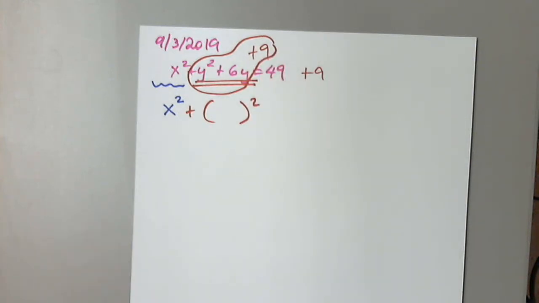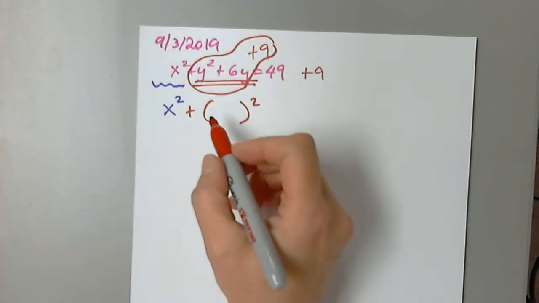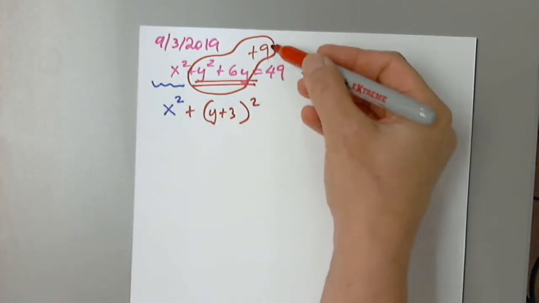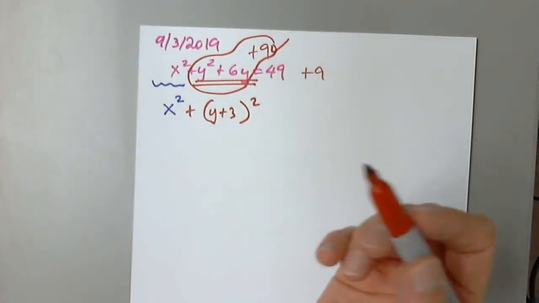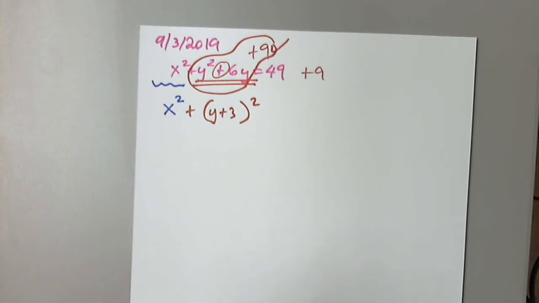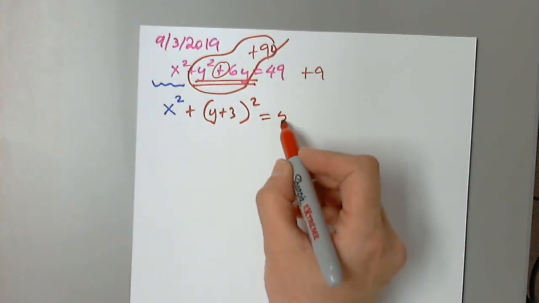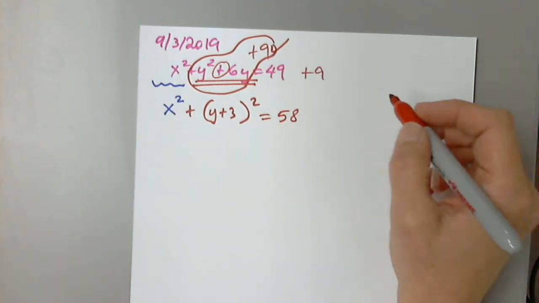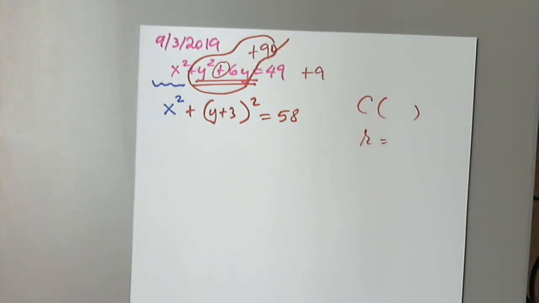So can anyone give us the binomial we squared to get this number? Y plus 3. Of course. Absolutely. And it's plus because this is plus. Excellent. And then the right-hand side is 58. Now we identify the center and the radius. And it's done.